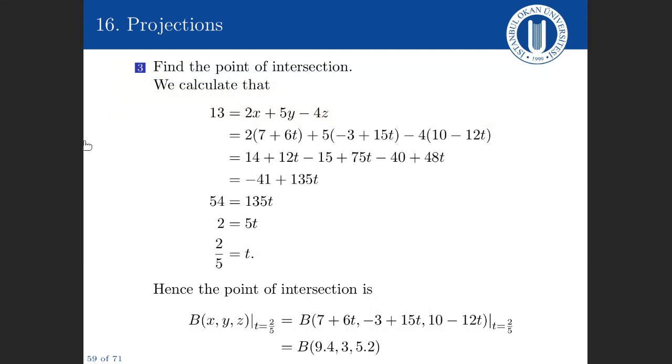Step 3, find the point of intersection. I've shown you how to do this in an earlier example. We start with the equation for a plane, and we substitute in the line equations for x, y, and z. Rearrange this to find t, and then put t into the line equations to find the point B, 9.4, 3, 5.2.